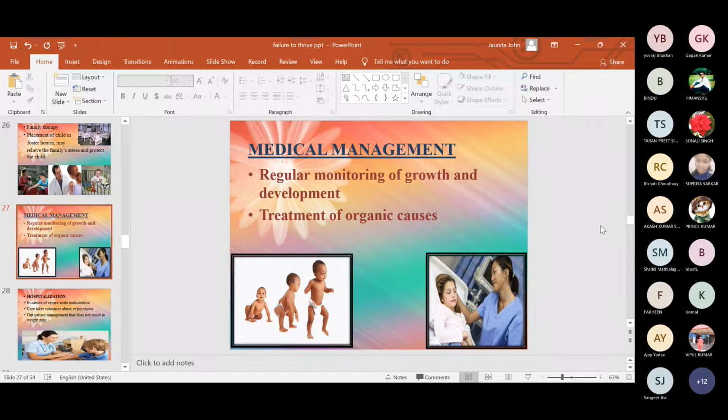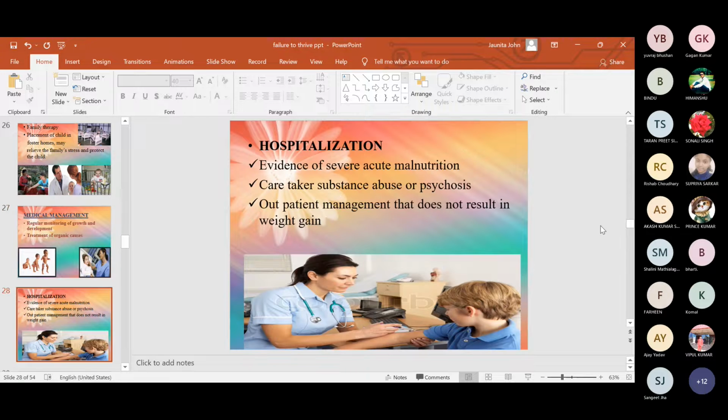How will you monitor development? By seeing the activities and by monitoring कि पहले क्या कर रहा था, इतने एज का baby does like this और ये वाला baby क्या कर रहा है. So activities will tell you all. Next is treatment of organic causes. Like I told you all, ऑर्गेनिक फेलियर टू थ्राइव में अगर कोई भी चाइल्ड को कोई मेडिकल कॉज की वजह से फेलियर टू थ्राइव हो रहा है तो उसको पहले करेक्ट करना, that will be coming under hospitalization.